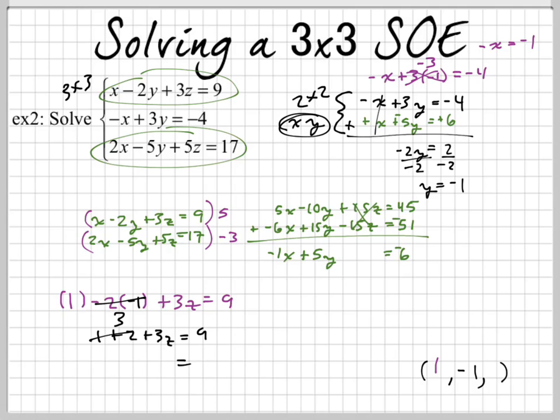Plus 3z equals 9. Alright, so this is a 3. Let's subtract 3 from both sides. I get 6. 3z equals 6. z equals 2. That's your answer for that one. Alright, I'm going to make another video, a separate video for the last one.